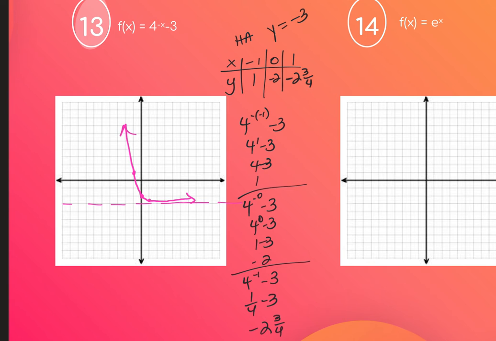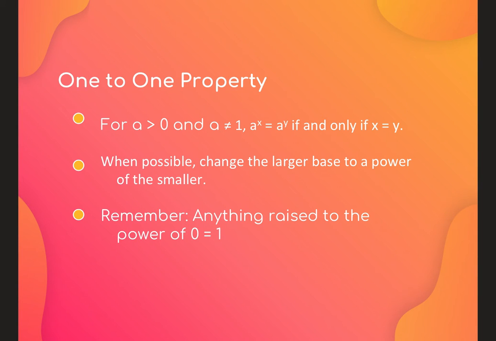Yeah? Okay. So the one-to-one property works anywhere that the base is greater than 0 and not equal to 1, just like an exponential function. It can't be 1 because then it never changes. To do this, we change the bases to be the same. If the bases on either side of the equal sign are the same, then the exponents can be set equal to each other. So it works both ways: a to the x equals a to the y if and only if x equals y.